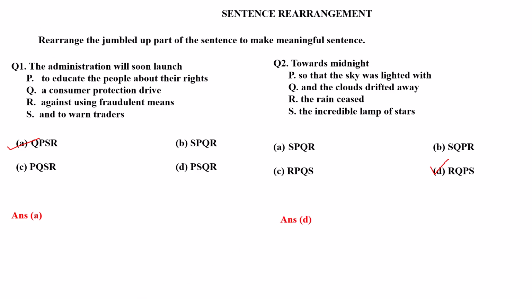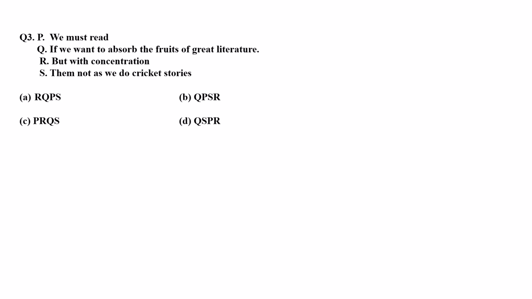Now moving to next question. Now question number 3. Four statements are given. We have to arrange them in such a way that it will give some meaningful sentence. So we must read if we want to absorb the fruits of great literature, but with concentration, them not as we do cricket story. So it should be like, if we want to absorb the fruits of great literature, we must read them not as we do cricket stories, but with concentration. So from here we can see option B is the correct option.